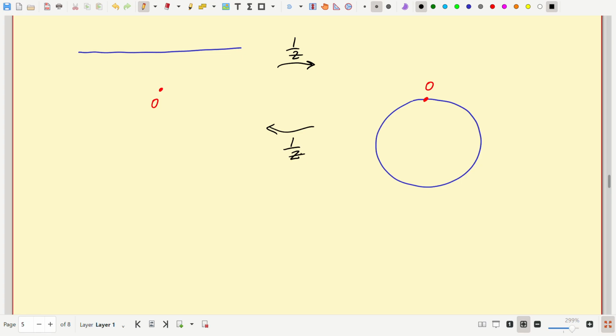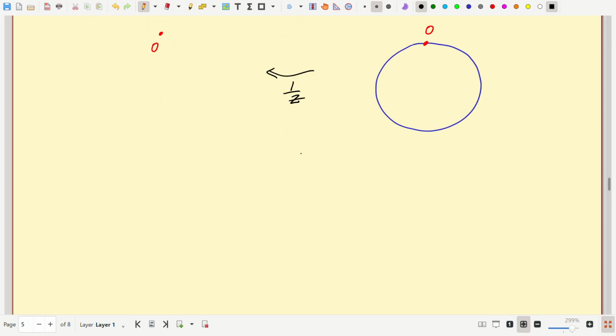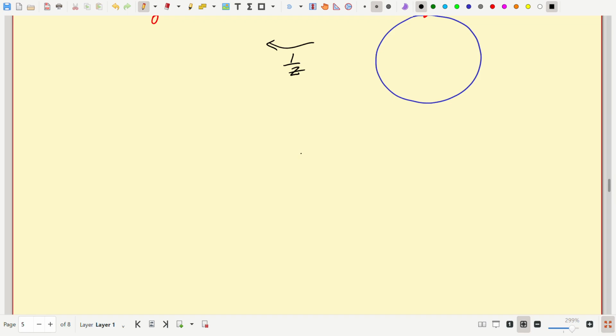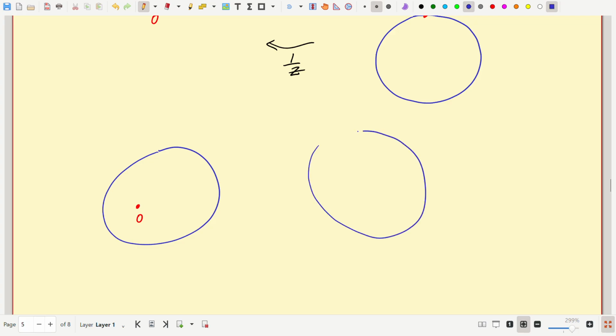So that's a possibility. Then the last possibility is that you might have a circle. Let's see, I'll have a circle that contains the origin. What would happen? Those would get bigger. My guess would be it would look like this. Different circle.